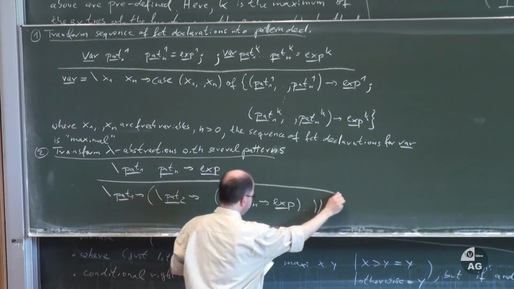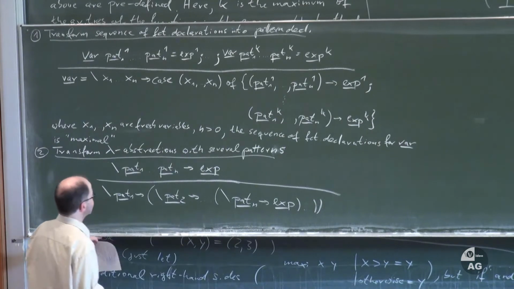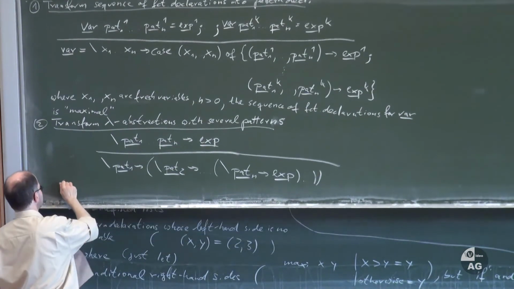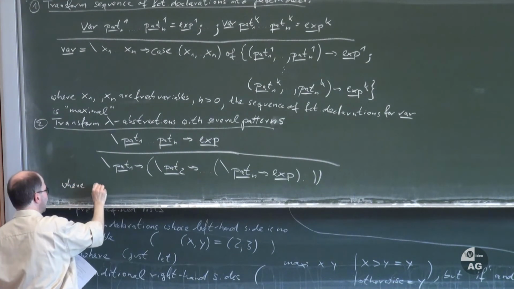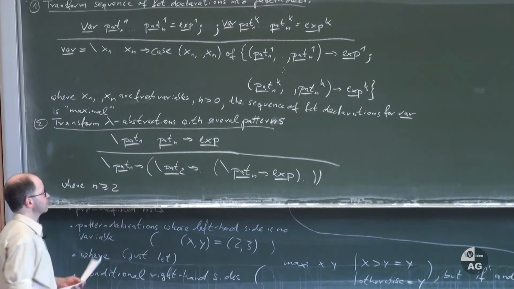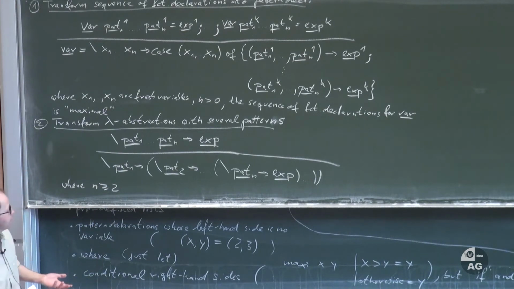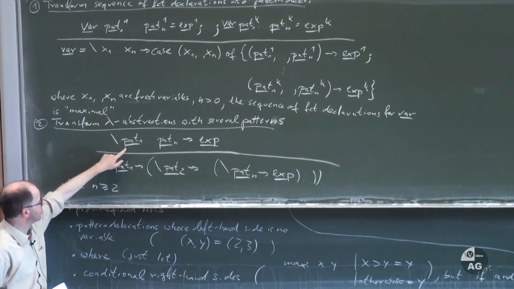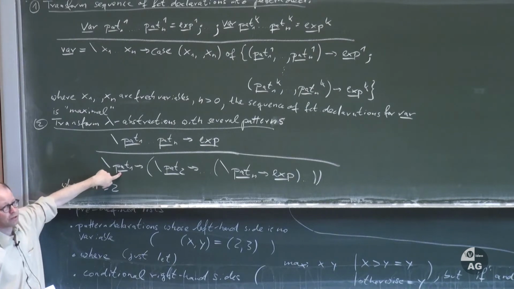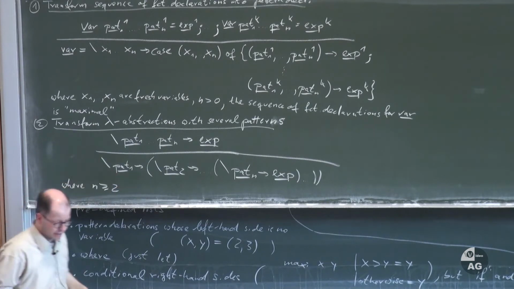And this is clearly equivalent, and of course we only do this if n is greater or equal to 2. So in this way, we solve the problem that in simple Haskell only one argument is allowed after the lambda.